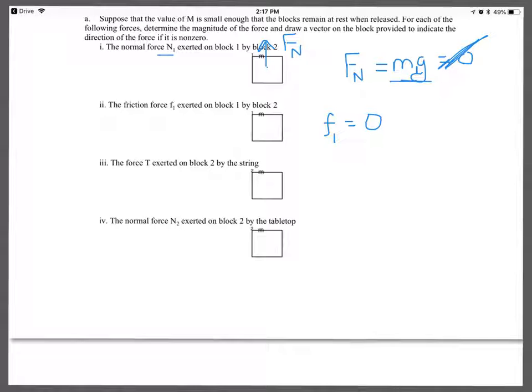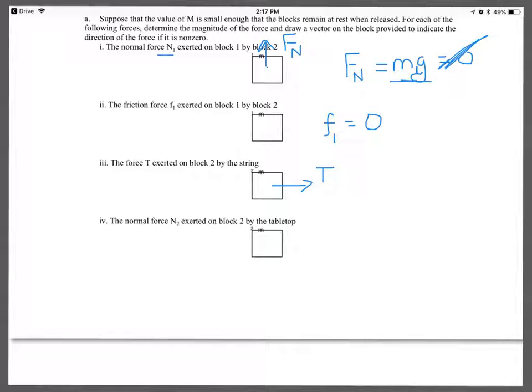Now we look at the tension on block 2. It's going to the right. And this system is not accelerating. So we have to figure out what the value of tension is because we're not allowed to have T as our final answer. We can only have M's, G's, and Mu's. So we have to think beyond this.